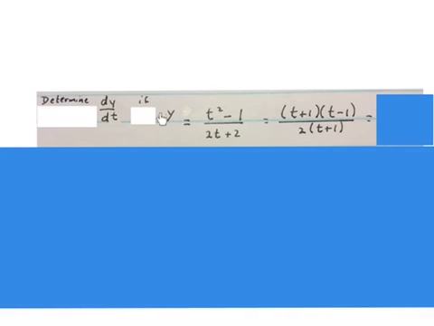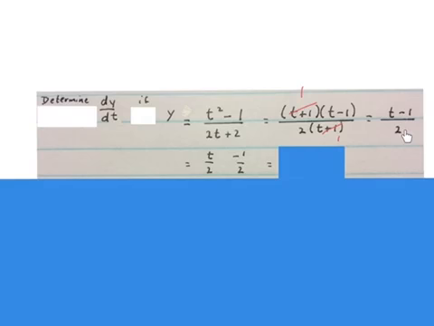Because y is already alone, I'm just going to simplify this section. So you factorize the top and the bottom. Then you cancel the t plus 1 with the t plus 1, and you get t minus 1 over 2. Now it's not workable yet. Then you divide the 2 into the t and into the minus 1, and then you just rewrite this as a half t minus a half. So this now became this.